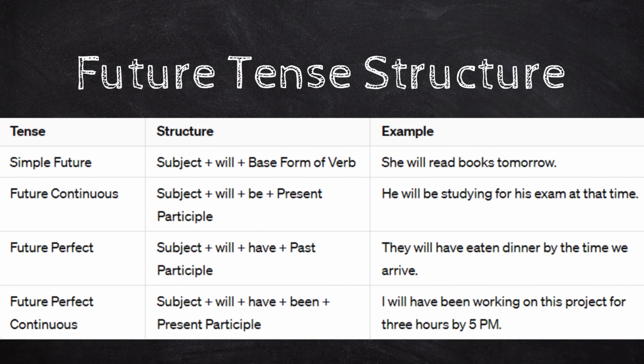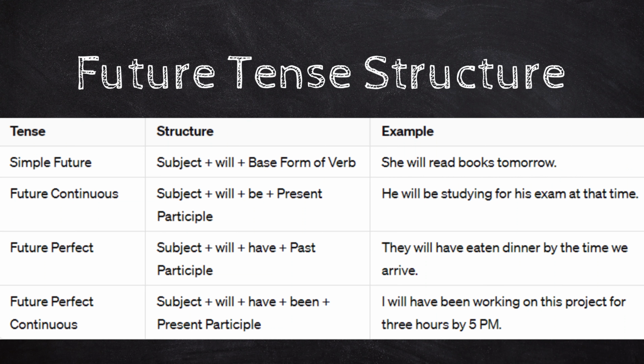Okay, now let's see the structures also. Simple future: subject plus will plus base form of the verb. She will read books tomorrow. Future continuous: subject plus will plus be plus present participle. He will be studying for his exams at that time. Future perfect: subject plus will plus have plus past participle. They will have eaten dinner by the time we arrive.